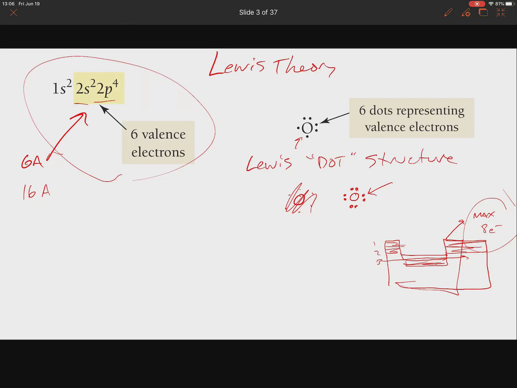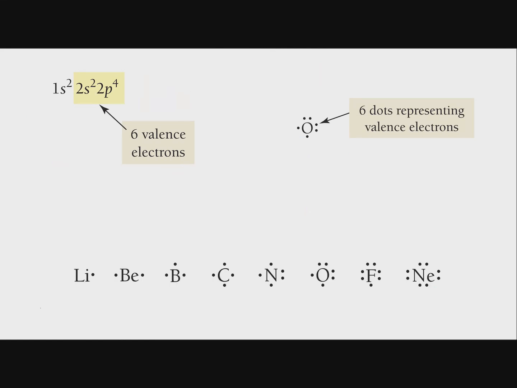So that's the dot structure for oxygen. Now I'm going to show you a few others. Now each dot represents a valence electron. And the dots are placed around, like I said, with a maximum of 2 dots per side. So it's important to follow this convention when you're doing the homework. We fill the dots in singly first, and then we pair them.